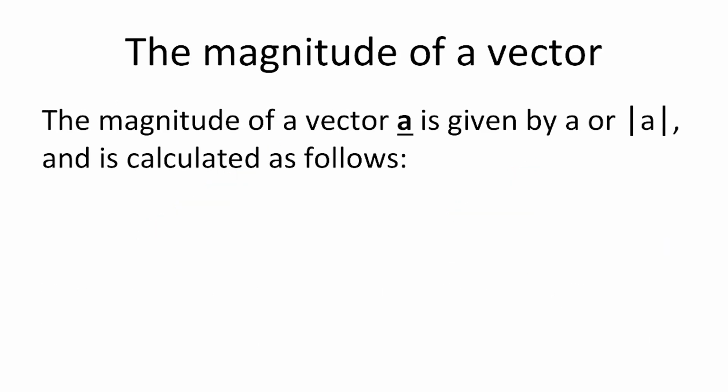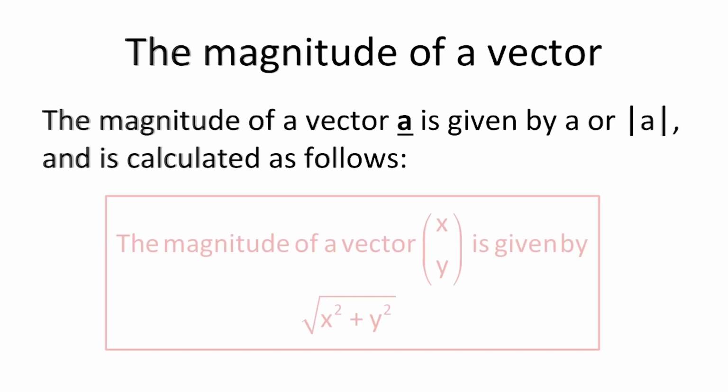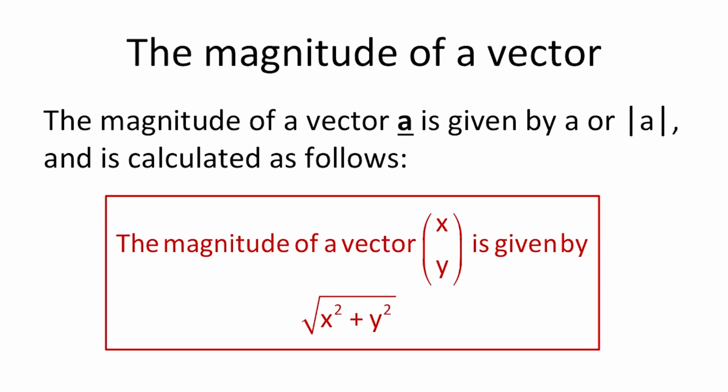Now, when it comes to working out the magnitude of a vector, well, the magnitude of a vector A is given by just A on its own, or A with the two symbols either side of it, and is calculated as follows. The magnitude of a vector, xy, is given by the square root of x squared plus y squared.